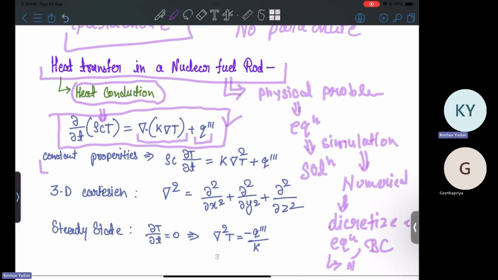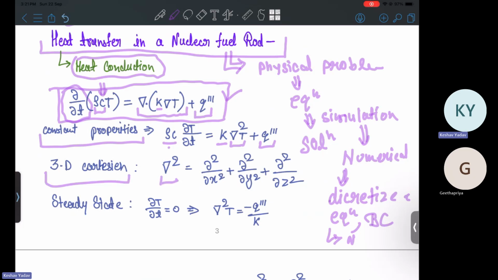If I consider the properties as constant, this rho c can be taken outside of the differentiation. So rho c will come out, similarly k will come out. So this is the equation we will get: rho c del T upon del t will be equal to k, that is thermal conductivity, multiplied by the Laplacian of T plus Q triple prime. In 3D Cartesian coordinates, this Laplacian can be represented as del 2 upon del x square plus del 2 upon del y square plus del 2 upon del z square.